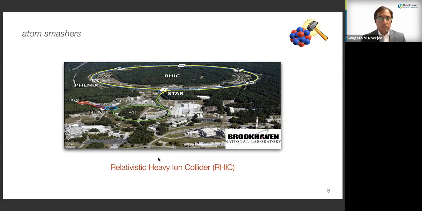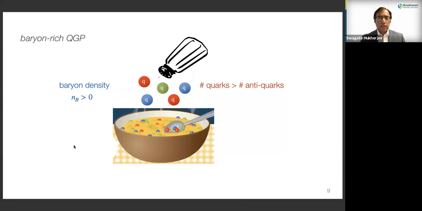The Relativistic Heavy Ion Collider is a little bit more flexible. It can vary the energies of these collisions. You can change the energy of the collision and control how fast these nucleons are moving towards each other. By doing that, you can lower the energies so that more nucleons get stopped. And what you can do is basically dope this quark-gluon soup by adding more quarks than antiquarks, or adding baryon density to it.